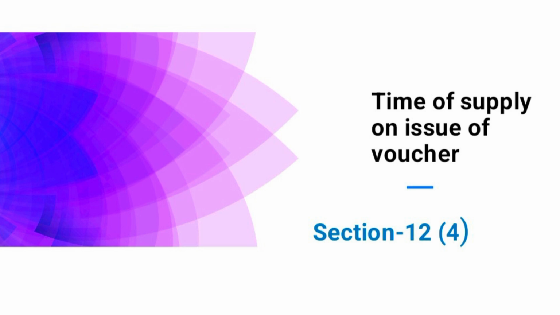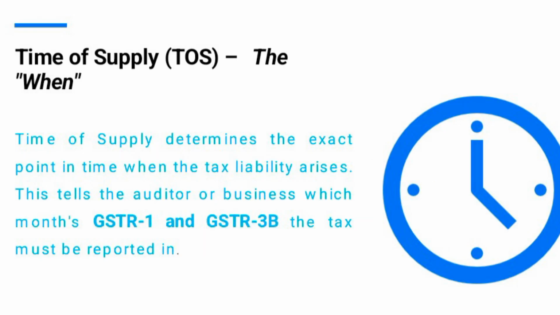So before going to the specific section, you just apprehend the things in a very short way. I will teach you a different section, but before that you have to know the things in a nutshell. Okay. So the specific section is time of supply on issue of voucher, which is under section 12 subsection 4. Okay. Time of supply on issue of voucher.